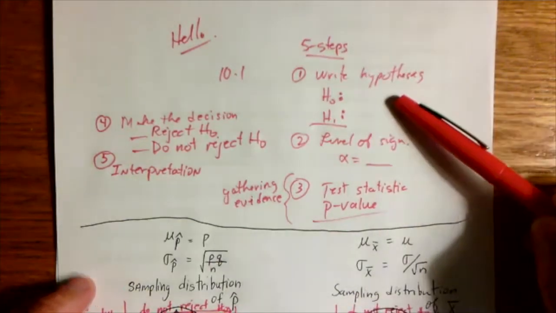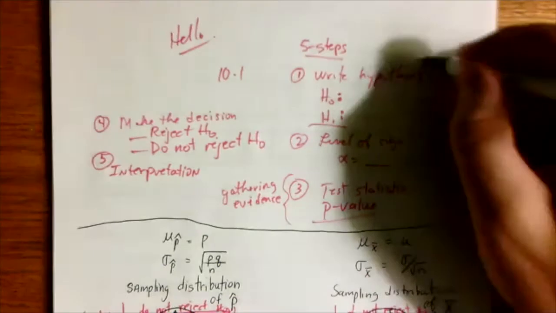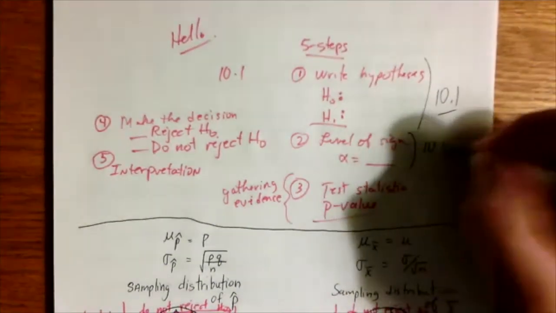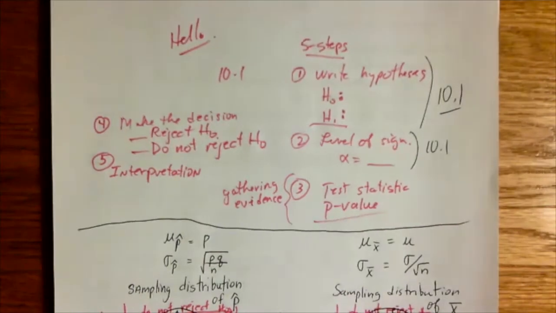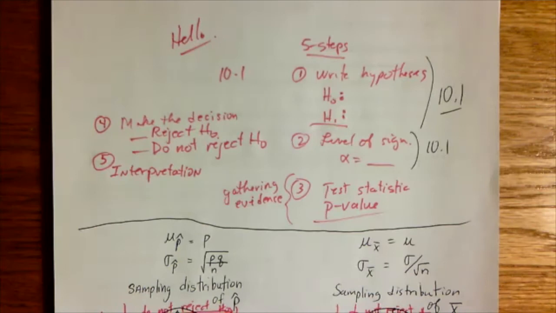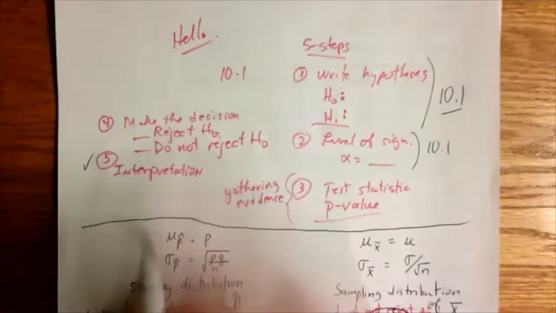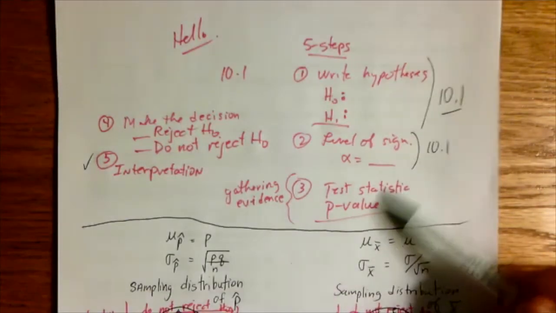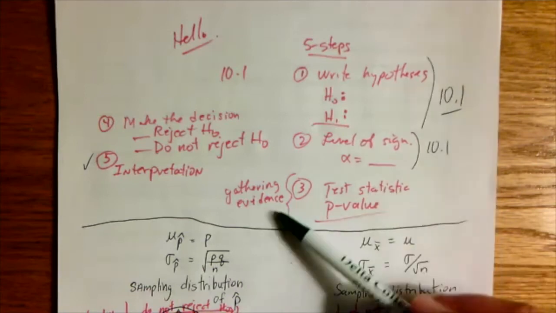We've talked about writing hypotheses. This is from section 10.1. We also looked at step 2, which is identifying the level of significance, and we've done a little practice with that. Today, I'd like to look at step 5: how do we interpret the decision that we make in step 4 for a hypothesis test? And where most of the work is going to be done is in step 3, where we gather the evidence.